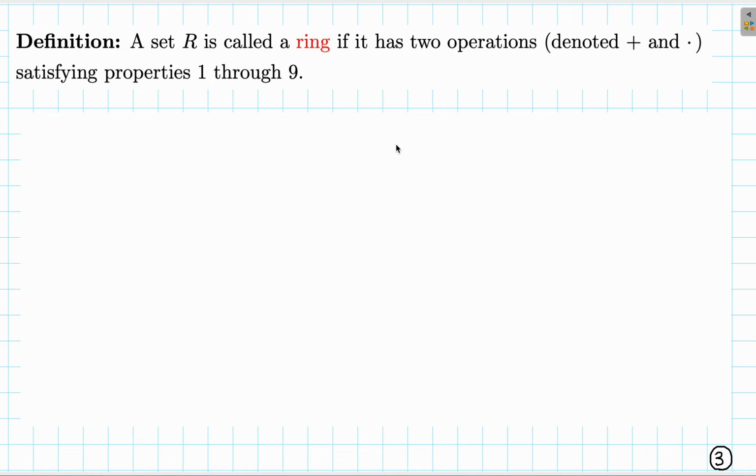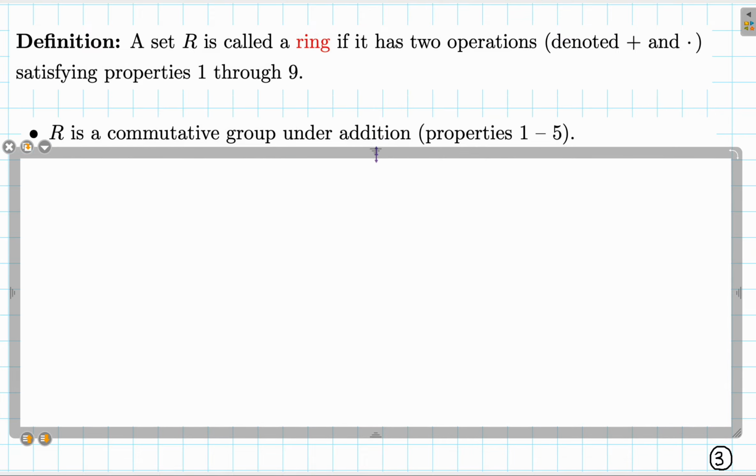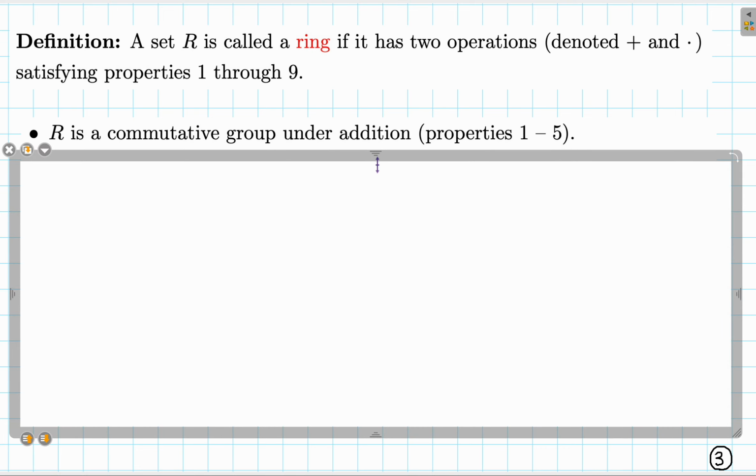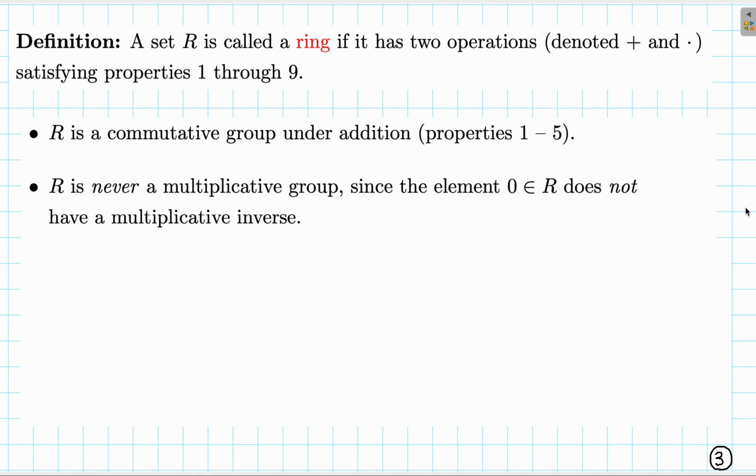Now, here are some features that are common to all rings. The first one we've already talked about. Every ring is a commutative group under addition, and that comes from properties 1 through 5. In other words, a ring has 2 operations, but if you focus on just the addition operation, then we can view any ring as a commutative group under addition. However, a ring is never a group under multiplication because the 0 element, the additive identity element, does not have a multiplicative inverse.